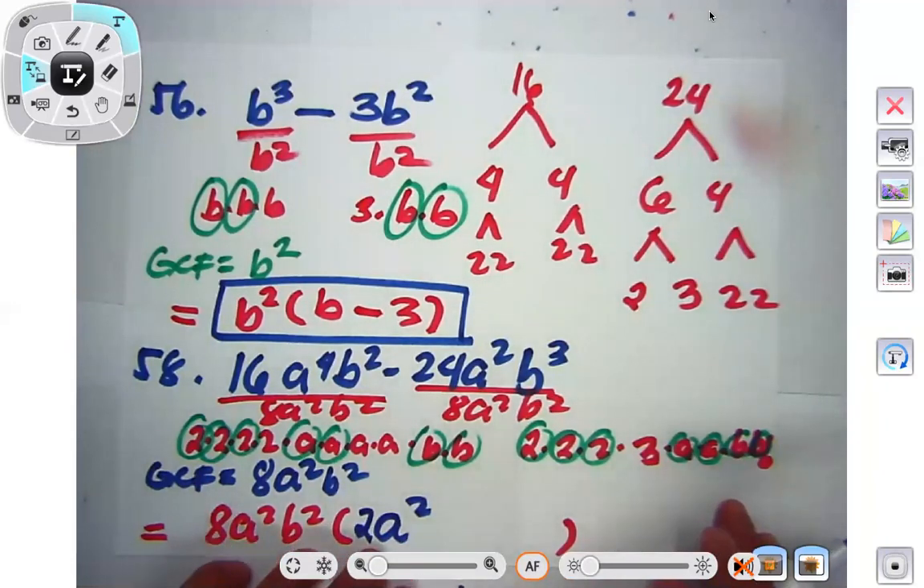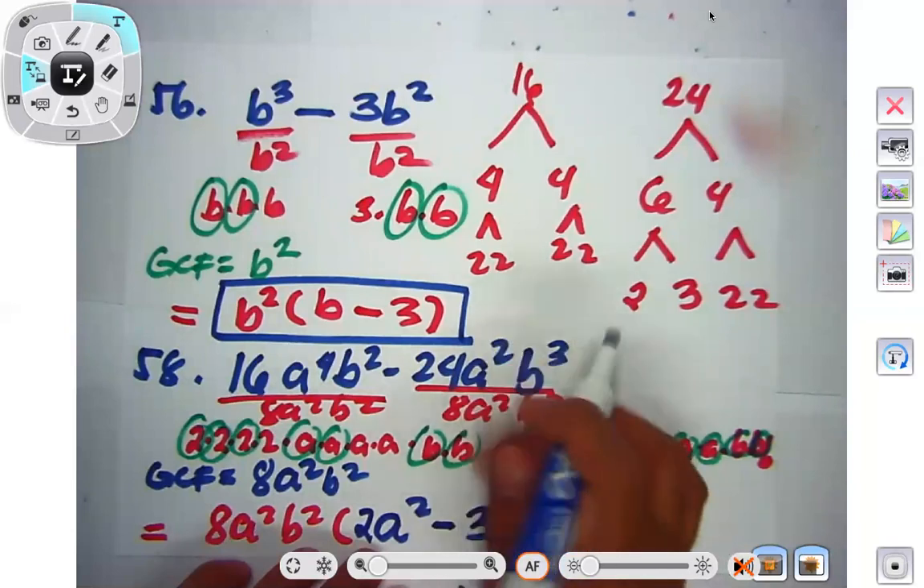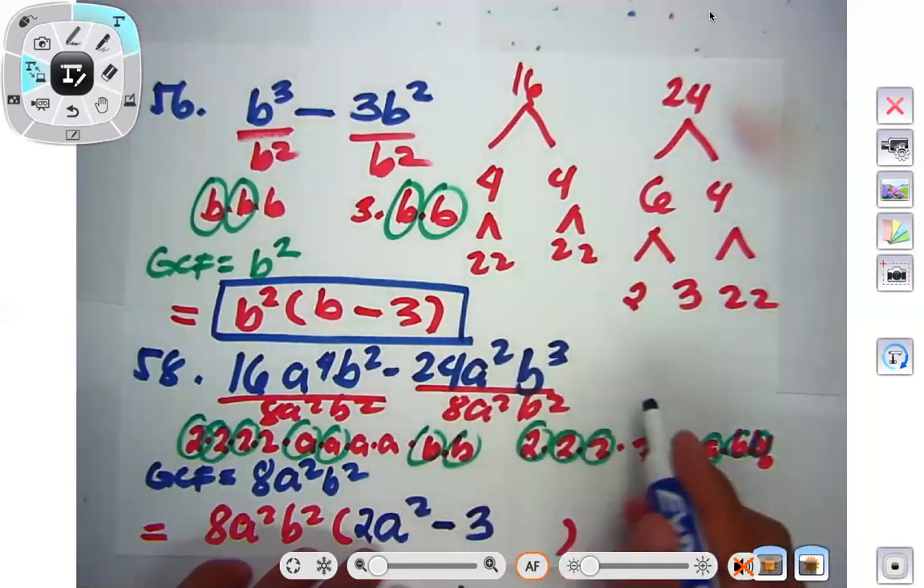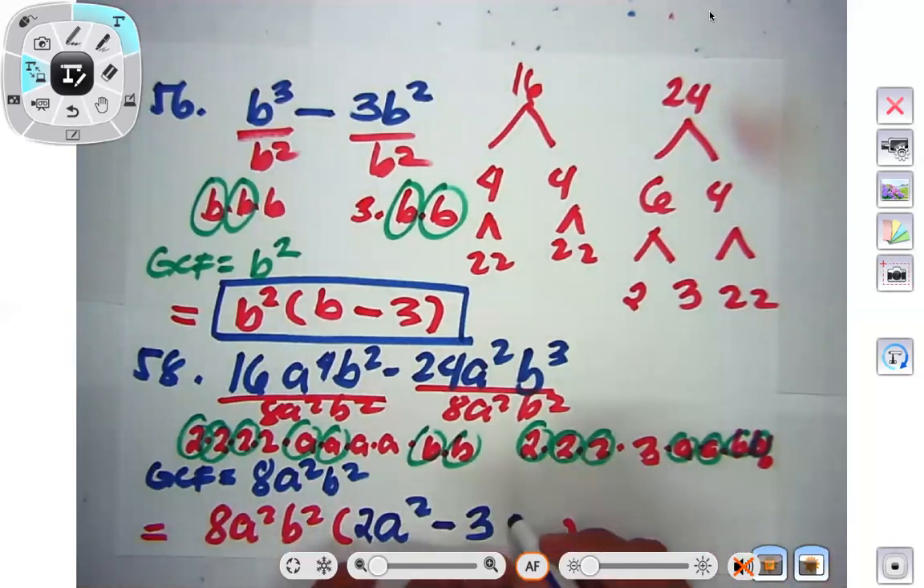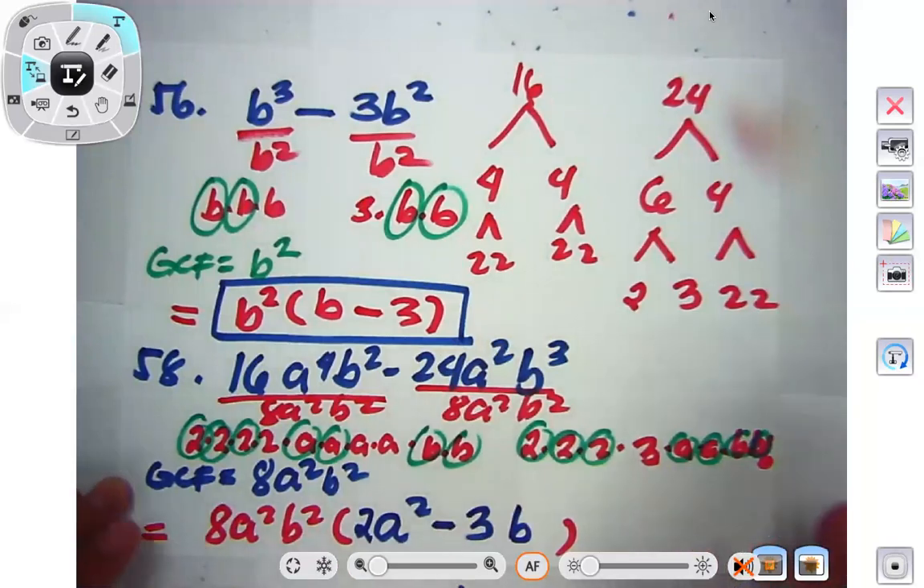And then negative 24 divided by 8 is negative 3. a squared divided by a squared cancels, 1. So it's equal to 1. b cubed divided by b squared is b raised to 1, or simply b.